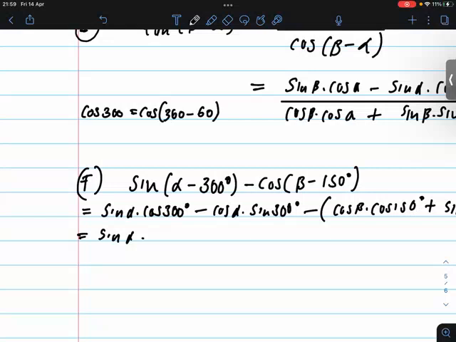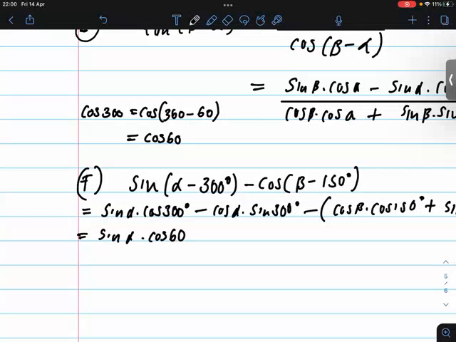Yes. So which quadrant is 360 minus 60? Quadrant number 4. Is cos positive or negative in quadrant number 4? Positive. So this is the same as cos of 60. So here I'm going to put cos of 60. Are you happy there, guys?